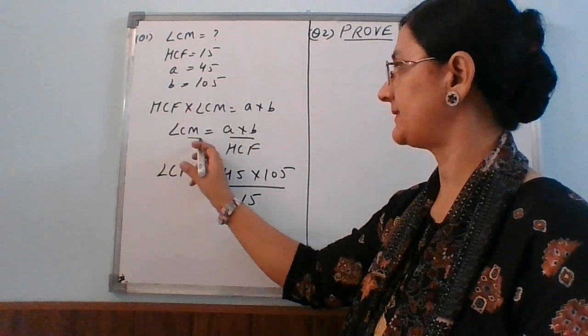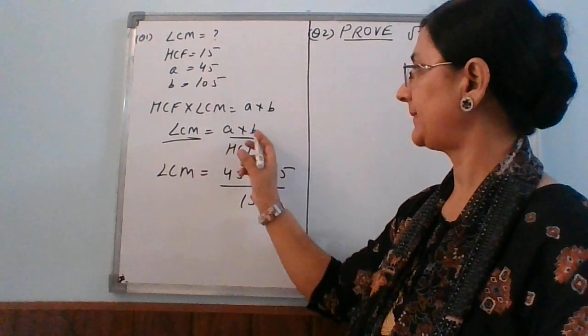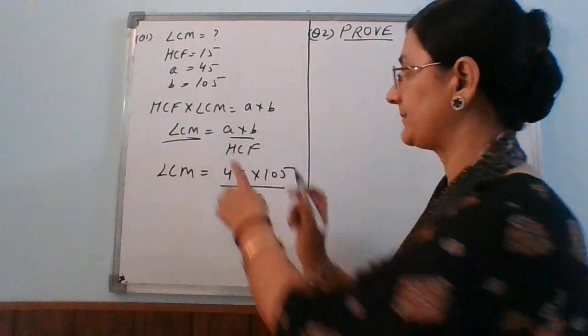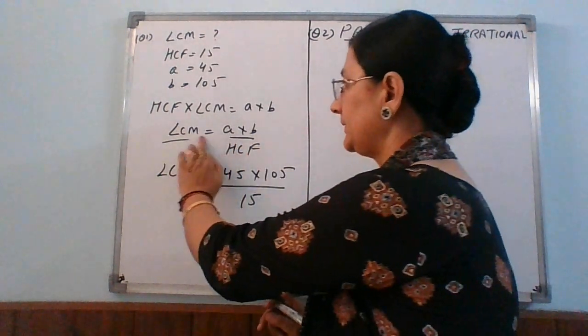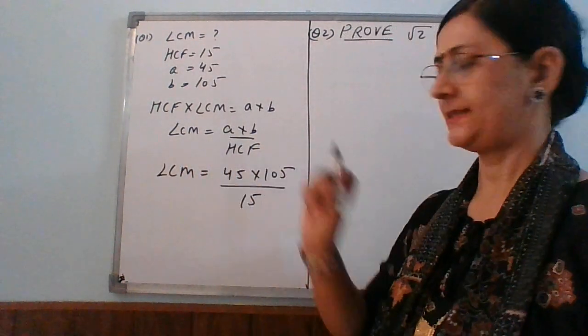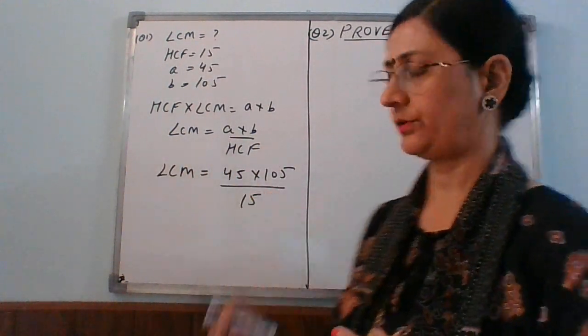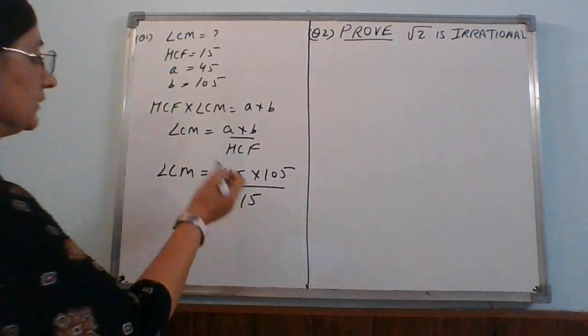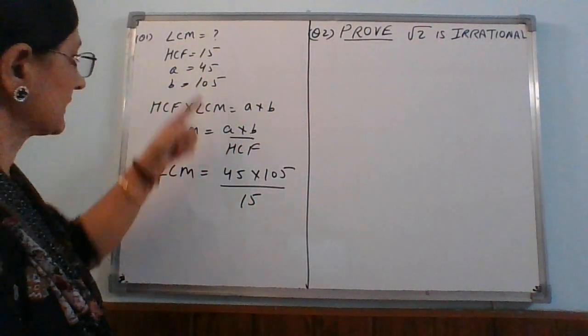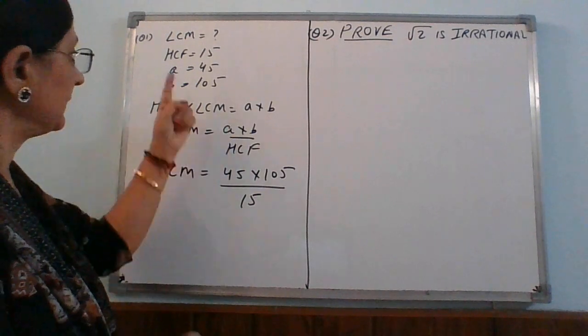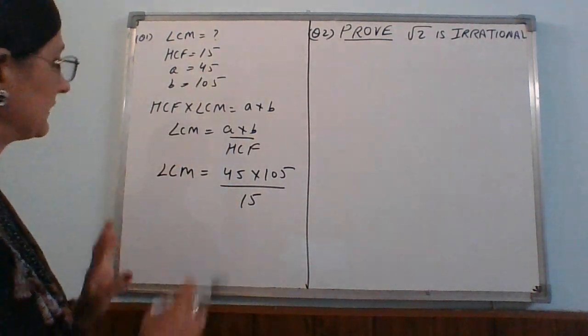So you just keep LCM here and A multiplied by B divided by HCF. HCF comes here down, right? So now here you have to find out LCM. So let us substitute the value. I have already substituted there, right? I need to calculate, right? Do the calculations, cutting and all. 45, B is 105 and HCF is 15.